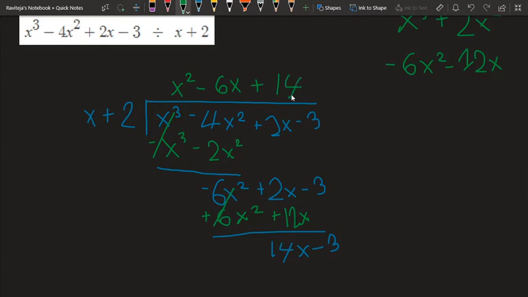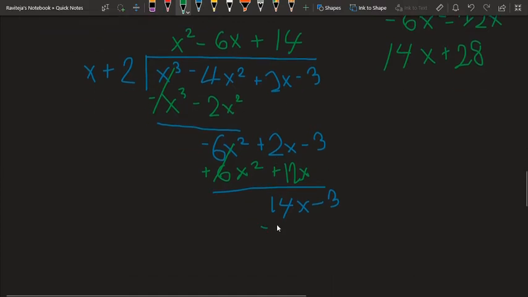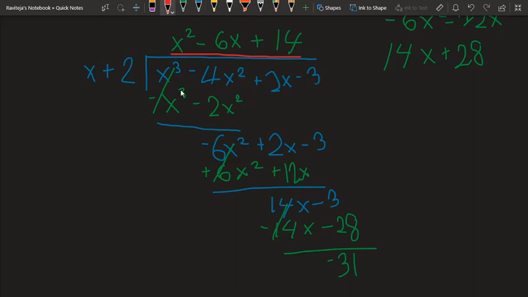So x plus 2 times 14 is just 14x plus 28. Remember, we reverse our signs, and then we get minus 14x minus 28, which would cancel these two out right here and give us a remainder of negative 31. And there we go. We have our answer right here, x squared minus 6x plus 14. That is what you get when you divide x cubed minus 4x squared plus 2x minus 3 by x plus 2. But wait, we actually do have a remainder here of negative 31.